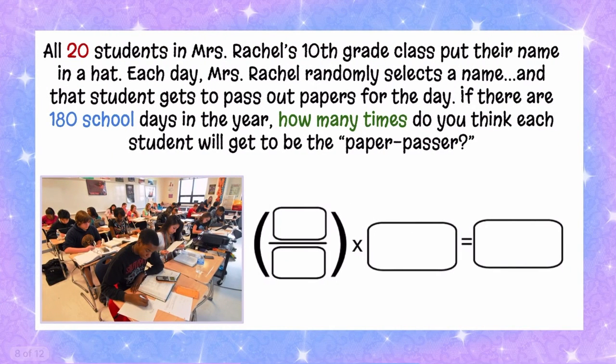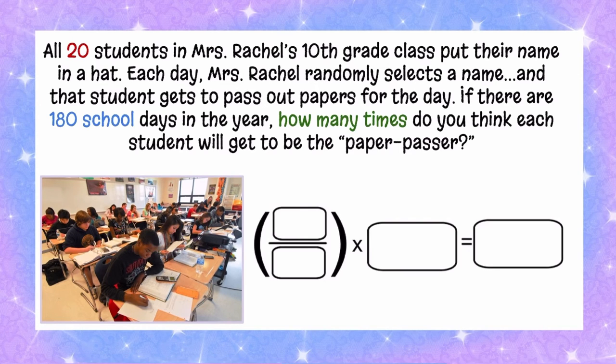Let's do another one. All 20 students in Miss Rachel's 10th grade class put their name in a hat. Each day, Miss Rachel randomly selects a name, and that student gets to pass out papers for the day. If there are 180 days in the year, how many times do you think each student will get to be the paper passer? Here's how we're going to set this up. We want to know, what's the probability that, let's say, you will be chosen if there are 20 students in the class?